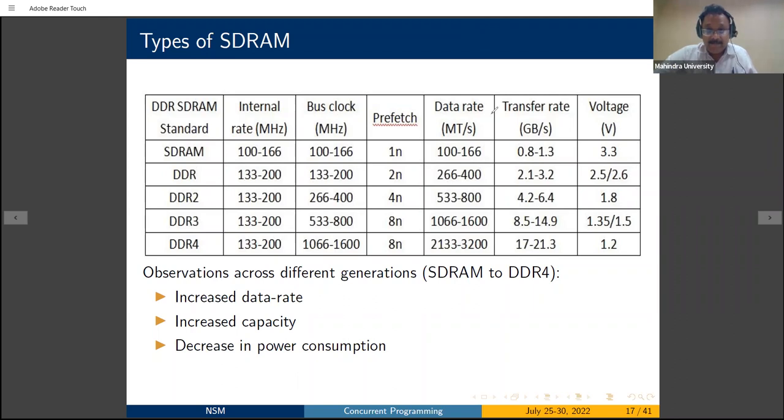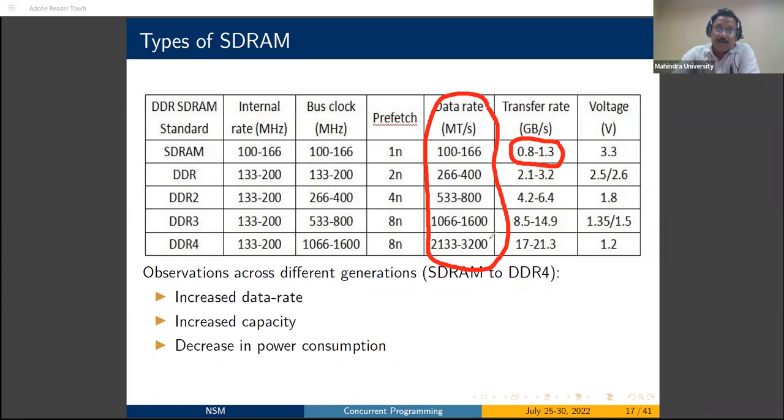When you observe this data rate, the data rate of SDRAM is 100 to 166 million transfers per second. In that context, we can transfer 0.8 to 1.3 GB per second. When you consider the latest DDR4, the data rate is 2133 million transfers per second. With that, we can transfer a minimum of 17 GB of data per second. That means more data can be supplied to the processor, and more data can be transferred from the main memory to the cache memory. If more data can be transferred in less time, ultimately we get better throughput.